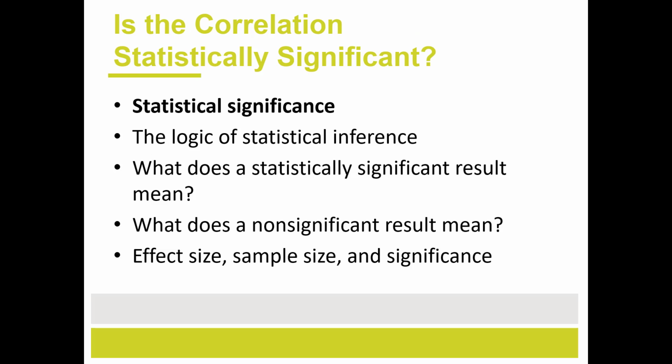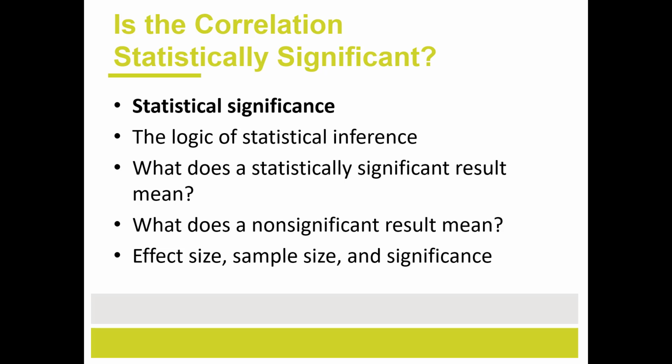The next question we must ask ourselves in determining the statistical validity of an association claim is whether the correlation is statistically significant. Statistical significance refers to the conclusion researchers make regarding how probable it is that they would get a correlation of that size by chance, assuming that there is not a true correlation in the real world.